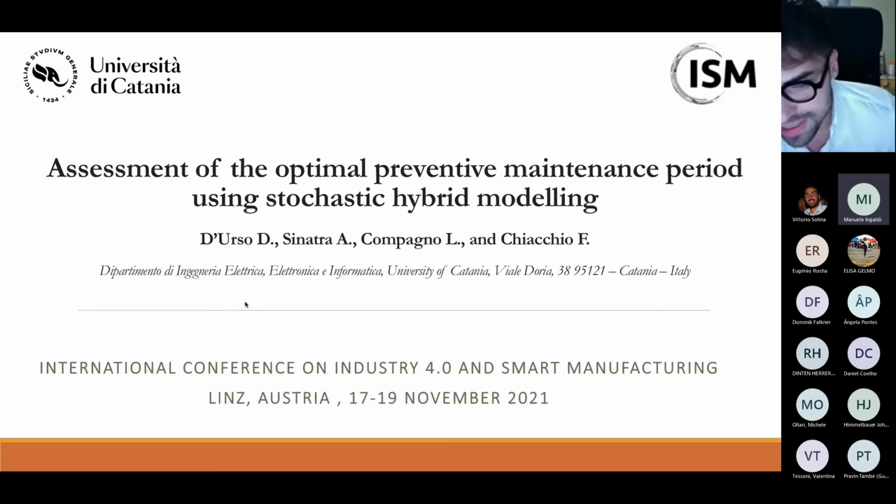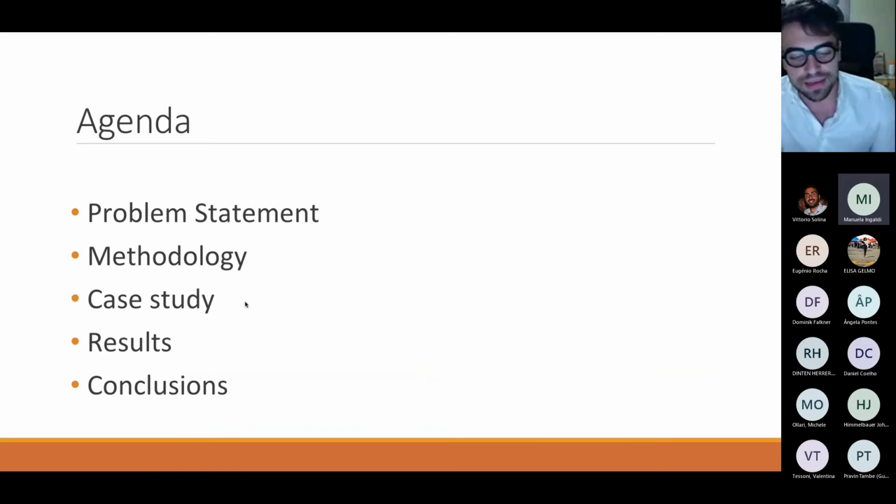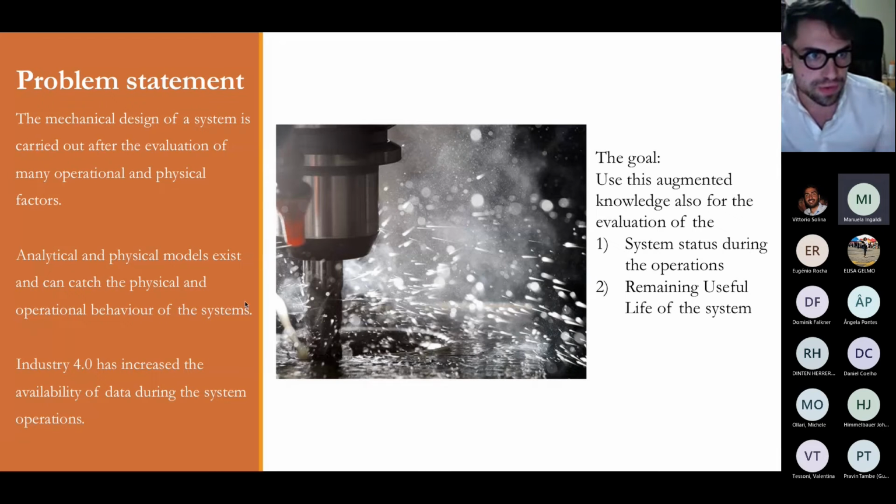This presentation discusses the use of stochastic hybrid modeling for the evaluation of the optimal preventive maintenance. As shown in the slide, the presentation is organized as follows. Let's start with the problem statement.